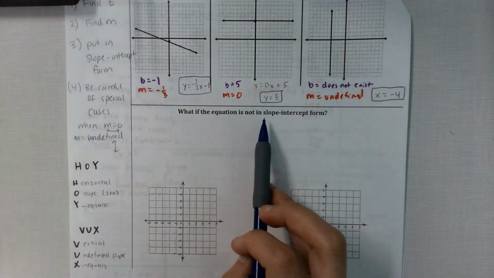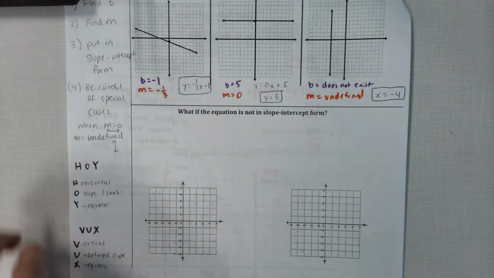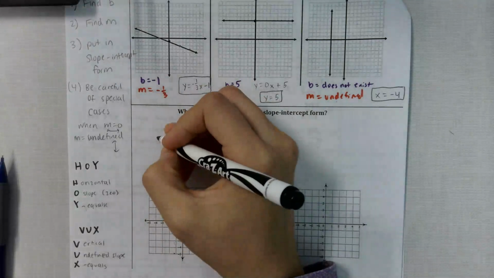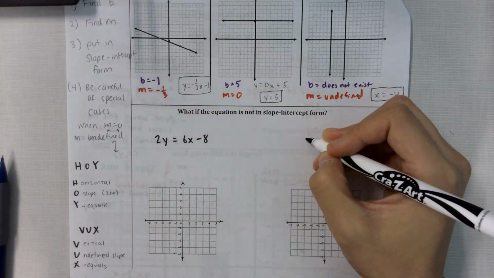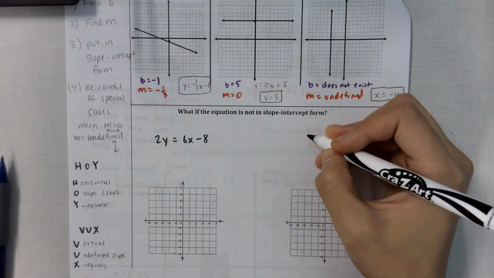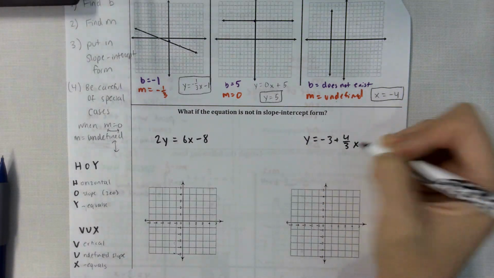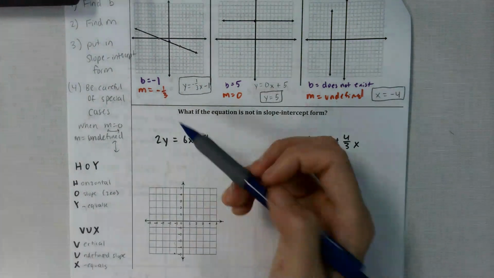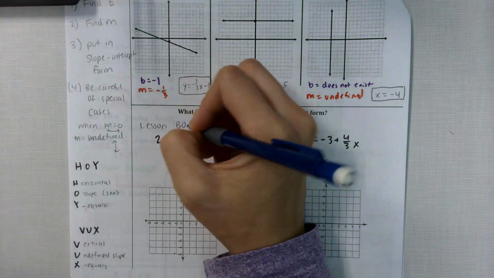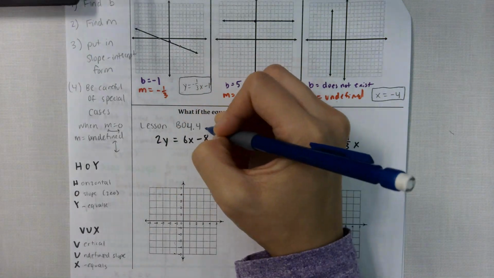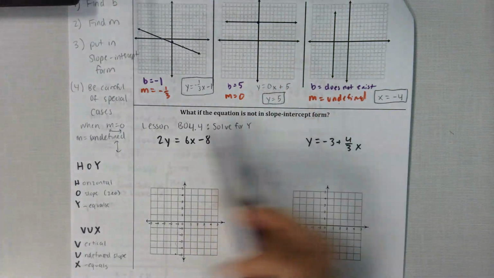What if the equation is not in slope-intercept form? Let's put two examples so we get what we're saying. We have 2y equals 6x minus 8, and then over here we have y equals negative 3 plus 4 over 3x. One trick that we can use, especially for this one, is lesson B04.4, which is solve for y. That's why we had that lesson, for stuff like this, when the equation is not in slope-intercept form.